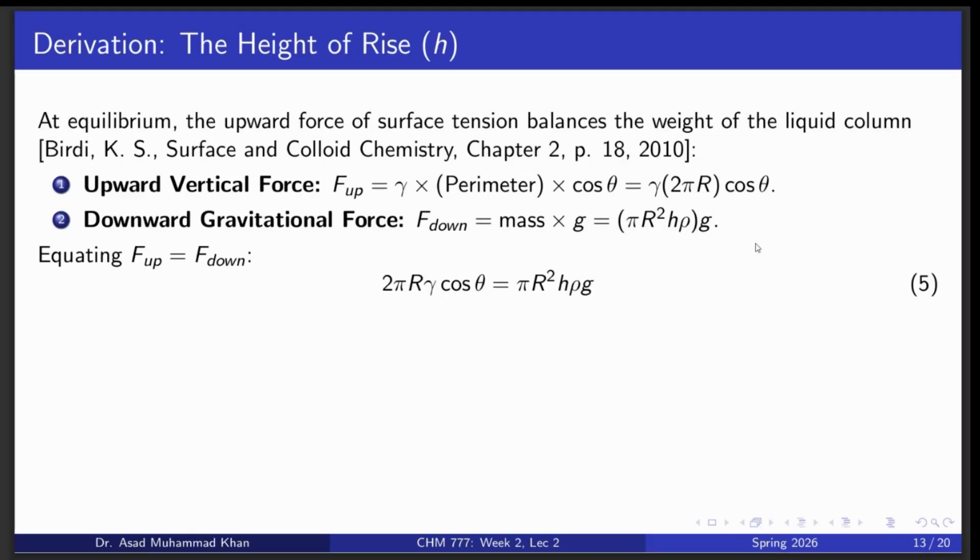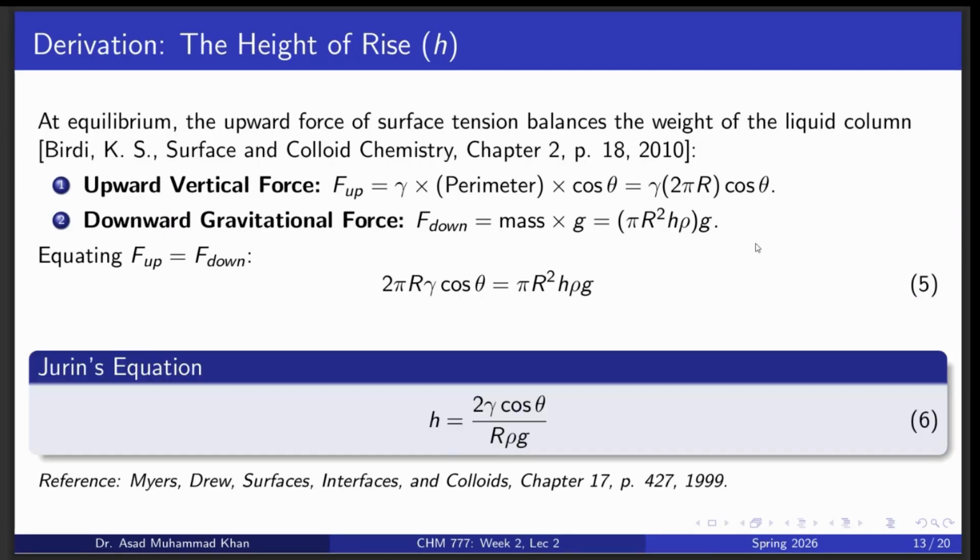So if we have this upward force equal to downward force, then we can take the equality of these two equations and get this equation. And from there, we get the Jurin's equation, which says that the height of the column will be equal to 2 into surface tension into cos theta divided by r into rho into g. This is also an important equation and used to calculate the height of a liquid in a capillary or in a tube.